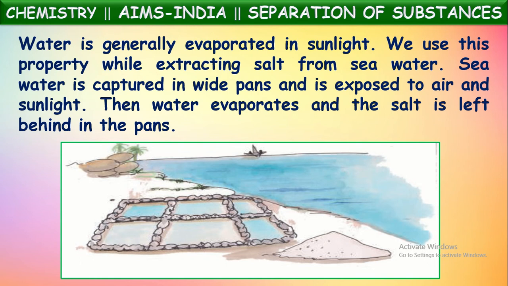Okay, this is the way we get rock salt. After getting this rock salt, they will purify that, and they will add some other chemicals like iodine components. Then we get it in the packets. We call that iodized salt. But the rock salt is prepared from seawater by this method called evaporation.